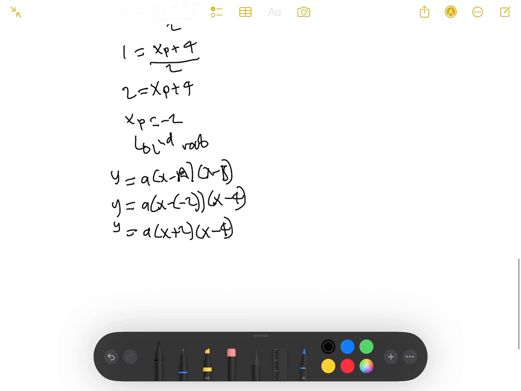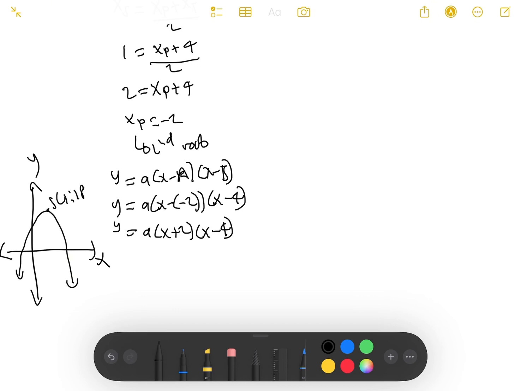And then from this, in the graph that we have, we must note that we can use any point to substitute for y and x so that we can find a. Any point we can use, except for where the graph touches the x and y axes. So we can't use this point and this point, right?